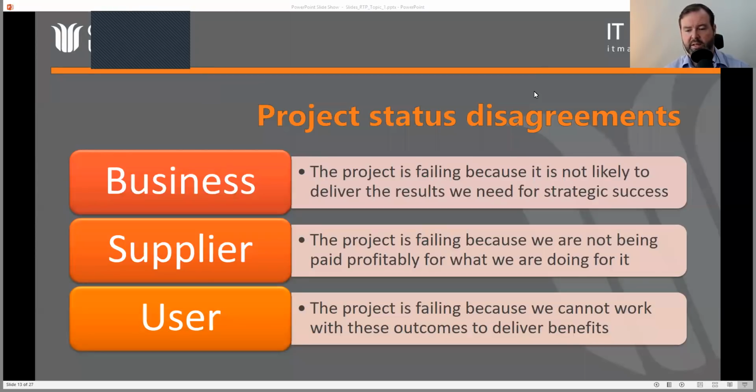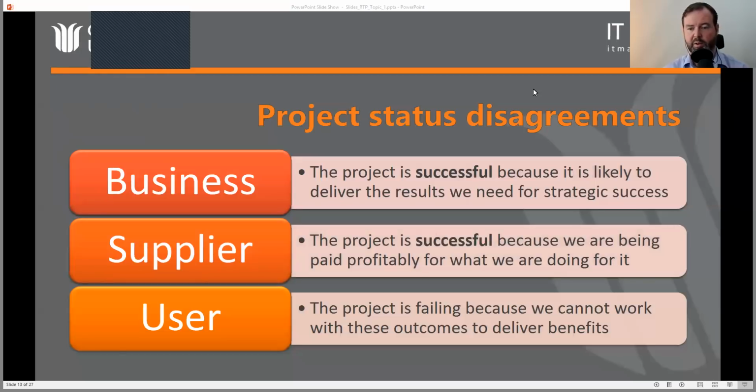The users might say, well, it's failing because we can't work with these results. Or maybe the business says it's successful and everyone else thinks it's a failure. Or maybe the suppliers say it's great because we're getting paid good money for this, maybe too much money, but don't say that, right? Because this is really on a good wicket here. But maybe the business is saying, well, hang on, we're not getting value for money out of this.